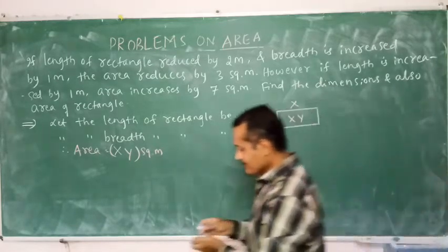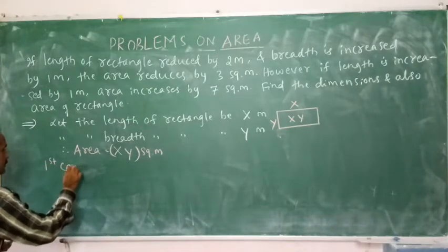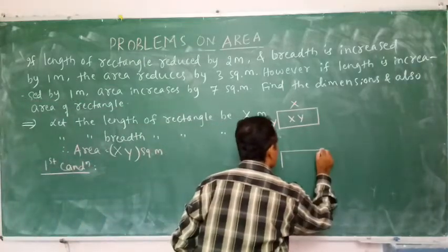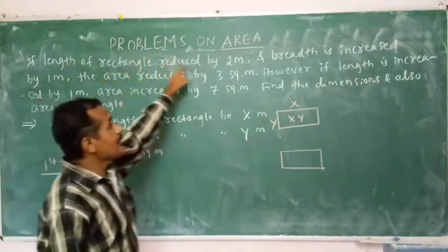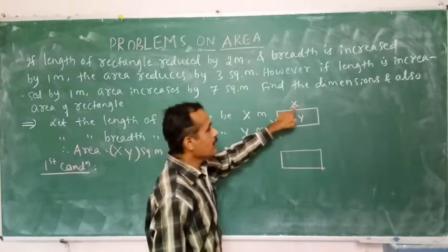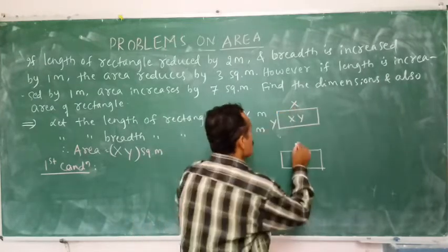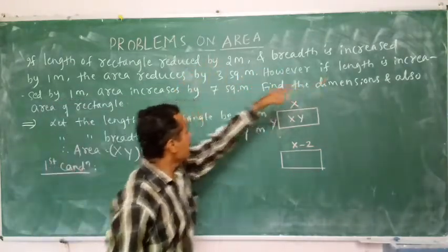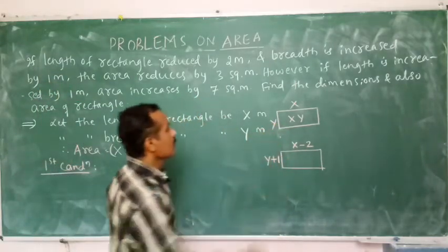Okay, now, first condition. For the first condition, I will read now. Length of the rectangle reduces by 2. Length is reduced by 2. Now you might have understood what is to be done. Reduce means less. Reduced by 2, it is x minus 2. Okay, breadth is increased by 1. One more, y plus 1.